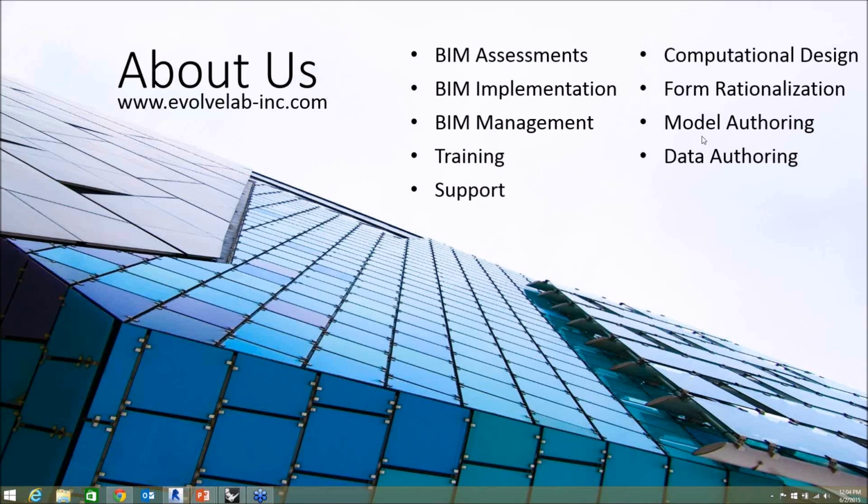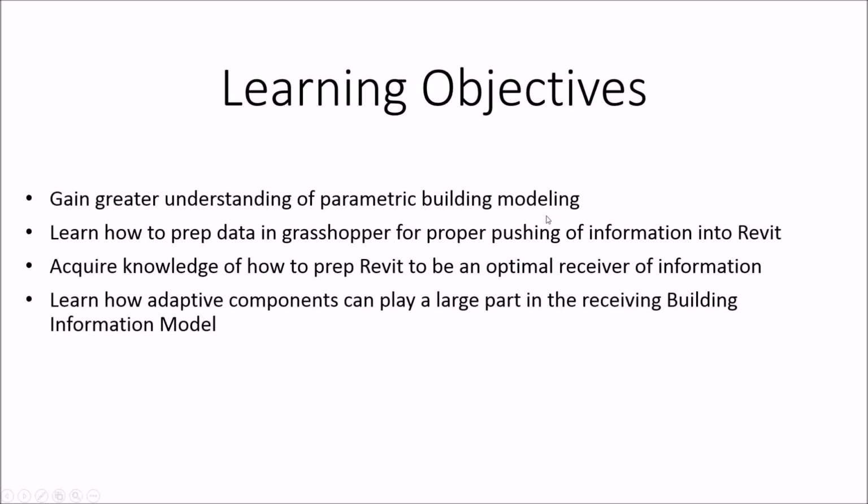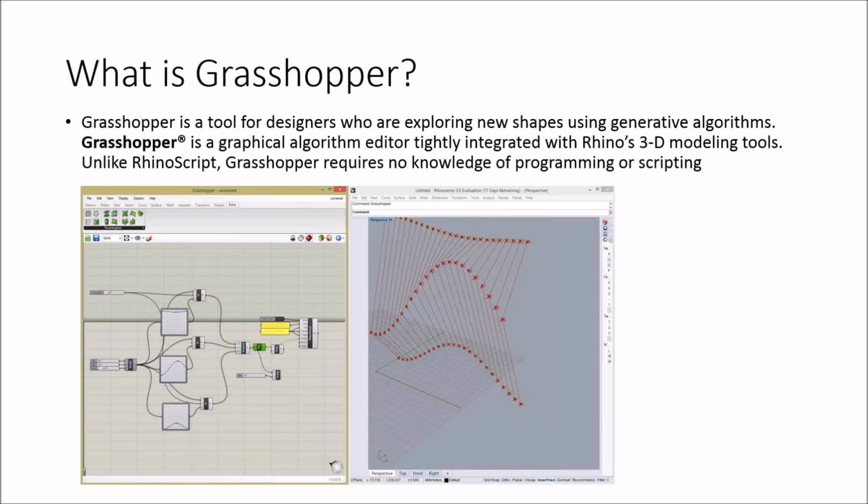I want to go ahead and make sure that we get into why you guys are here, which is going to be talking about Grasshopper and Revit. So our learning objectives today are going to be gaining a greater understanding of parametric building modeling, learning how to prep data in Grasshopper for proper pushing of information into Revit, acquiring knowledge of how to prep Revit to be an optimal receiver of information, and then finally we'll learn how adaptive components play a large part in receiving information for the building information model. All right.